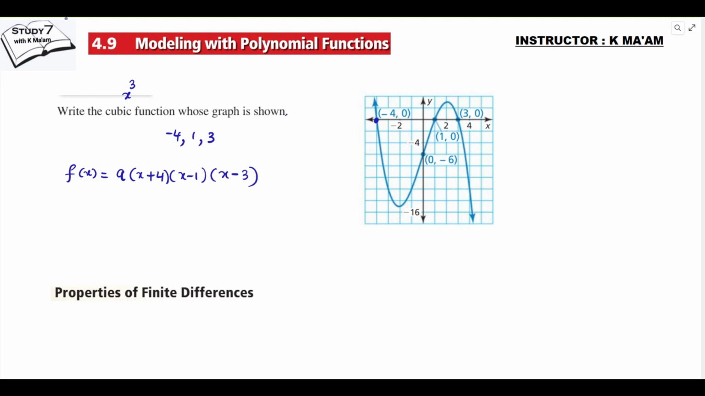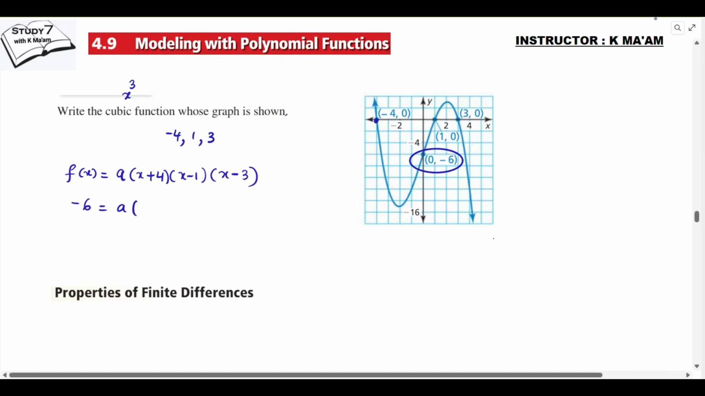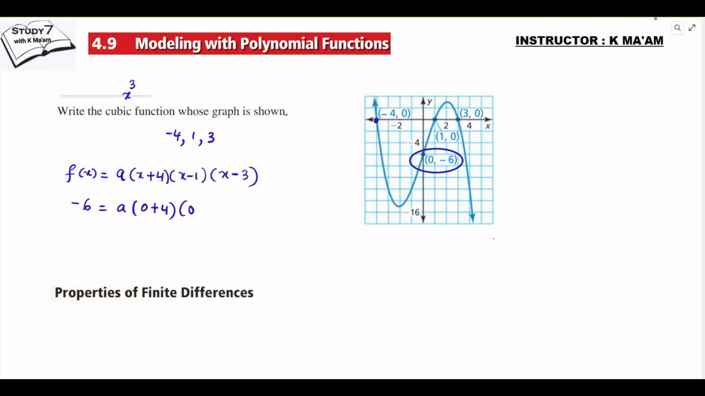These are just three factors, but there may be a constant multiplier, and that can be calculated using any coordinate which the graph passes through. Here we are provided with (0, -6). So substitute x as 0 and the function value is -6. I write a(0 + 4)(0 - 1)(0 - 3). So -6 equals a times 4 times -1 times -3, which is 12. So 12a is -6, then a is -1/2.